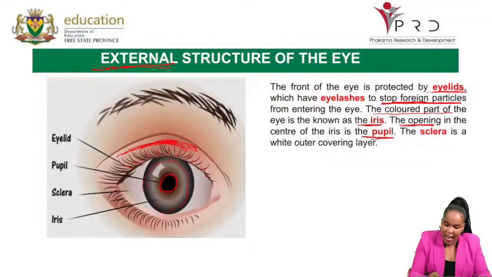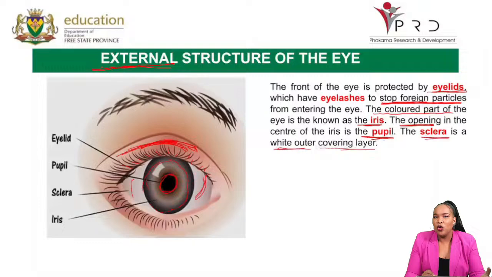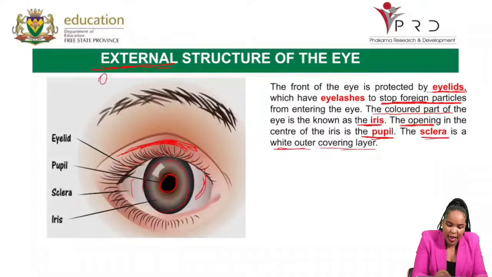Now, then from that person you can see the sclera. The white part, or the whiter outer covering, is called the sclera. So just to go through these labels again of what you can see on the external part of the eye, or on the outside.